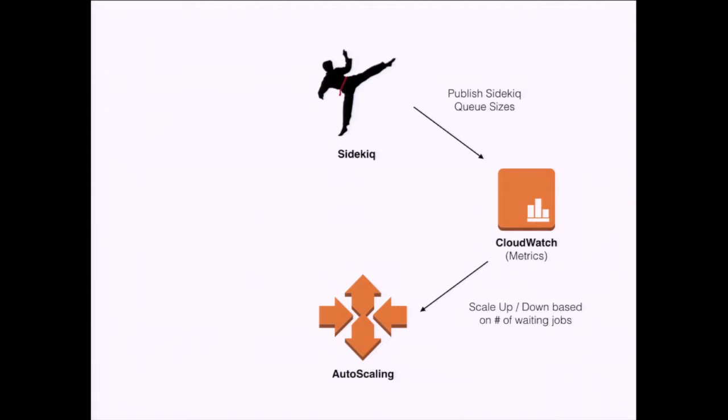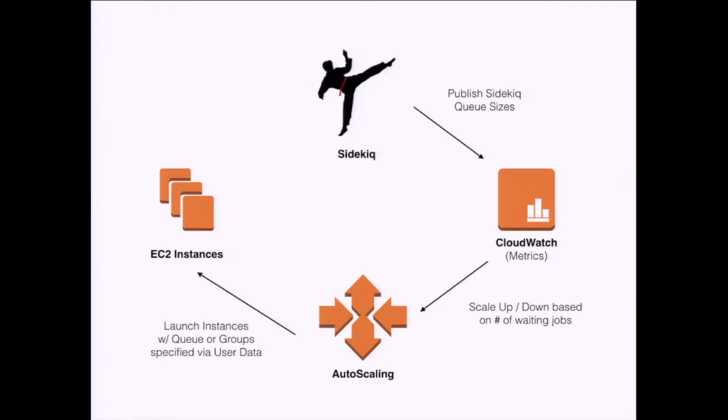So in this case, if we have 10,000 jobs sitting in our onboarding queue, people aren't going to be able to use our app. So we should spin up more servers. Or if there's none in there and we have servers sitting there doing nothing, we probably want to shut them down. With that information in mind, auto-scaling talks to EC2 and launches instances.